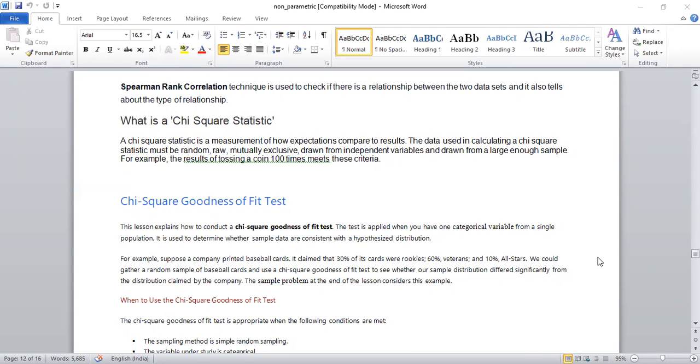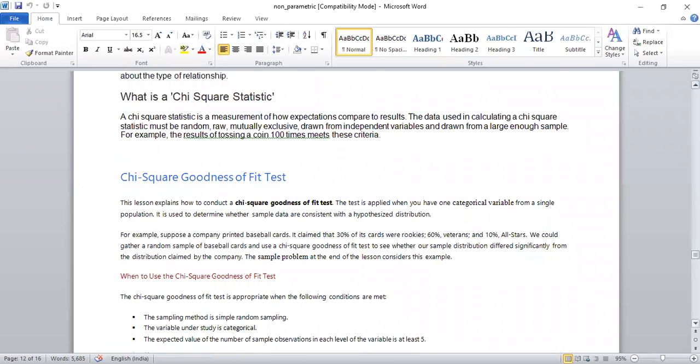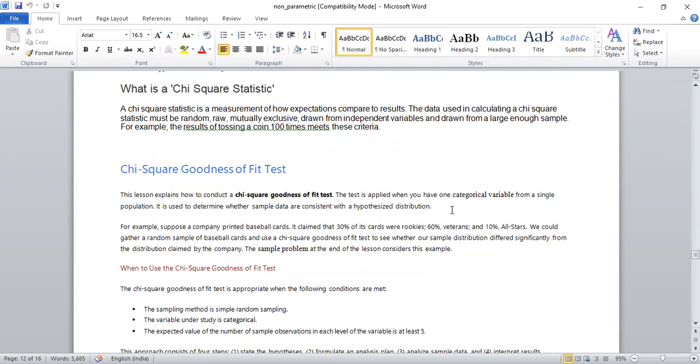Now we come to chi-square statistics. What does it do, and what sort of distribution is called a chi-square distribution? So just do one thing. You just go through what is chi-square.